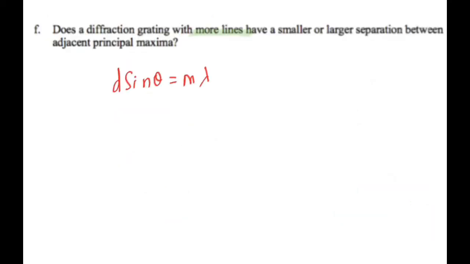The last question: does a diffraction grating with more lines have a smaller or larger separation between adjacent principal maxima? So we again write the formula for diffraction grating, which is d sine theta equal to m lambda. It's asking for the separation between adjacent principal maxima, which means it's asking for sine theta. We know that d is equal to 1 over n. So we are going to use these formulas together. Let's see how to do that.